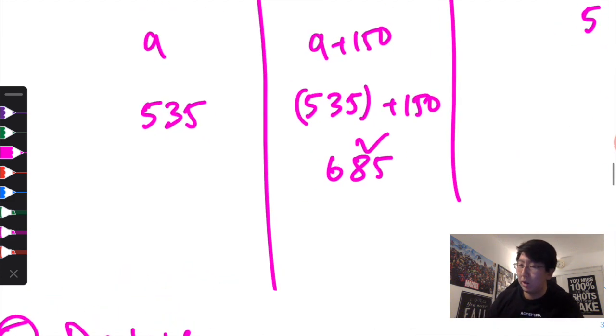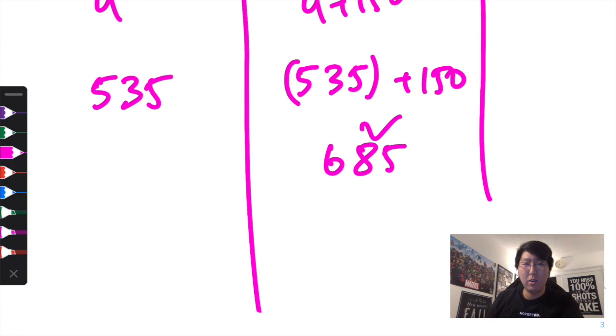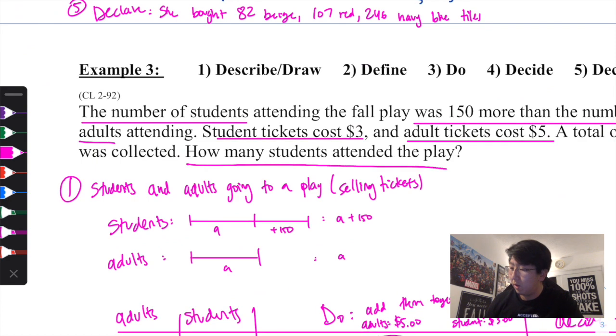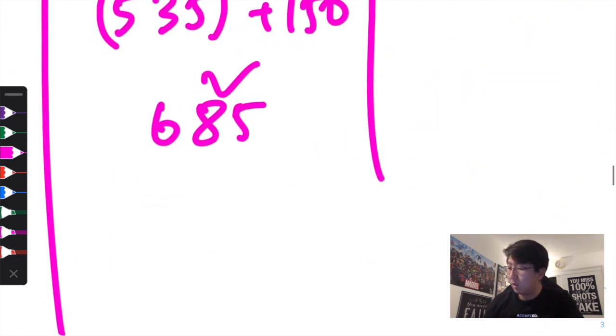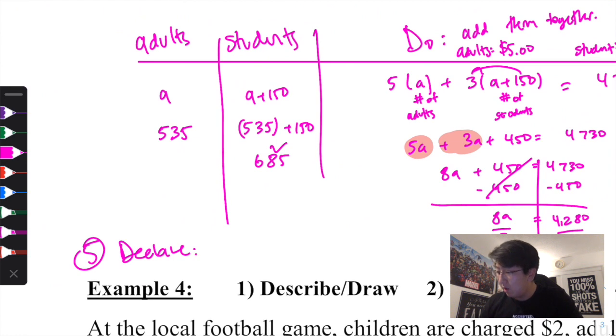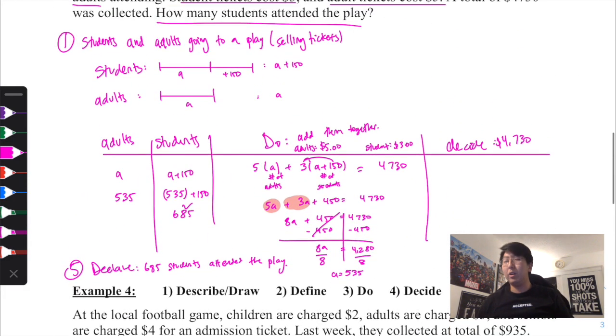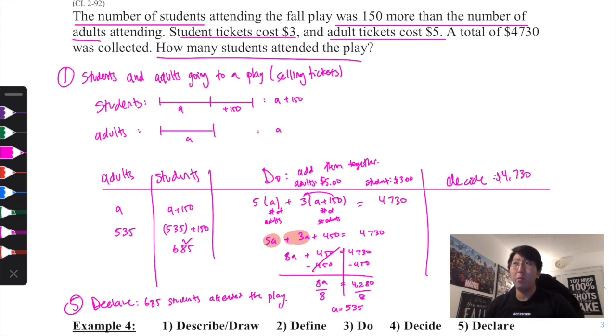If I add these two together, oh no, the question here is how many students attended the play? 685. So let's declare the answer to this question: 685 students attended the play. Alright. That one is a little bit trickier because there's money involved with the number of tickets sold per student or adult. So that one you have to be mindful of that.